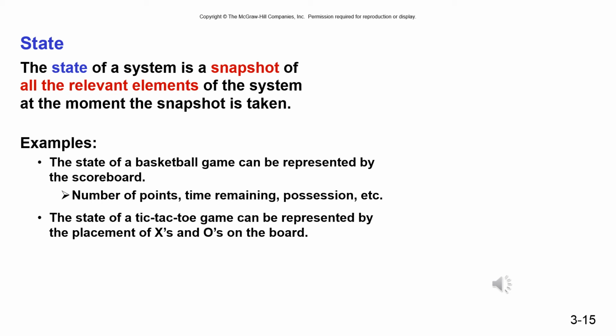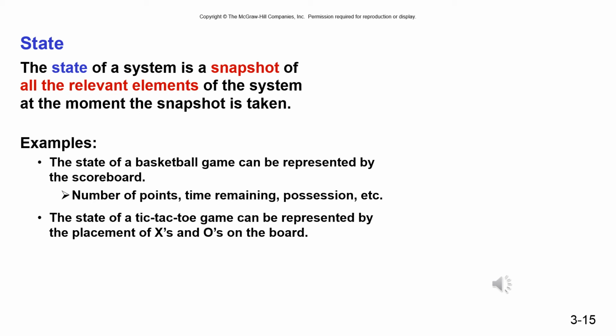The state of a basketball game can be represented by the scoreboard. And there is a clock, just like there is a clock in a computer. The clock in a basketball game is infinitely slower. But the smallest increment of state change for a basketball game is 1 second. And each time that clock ticks down 1 second, the state of the game is different.